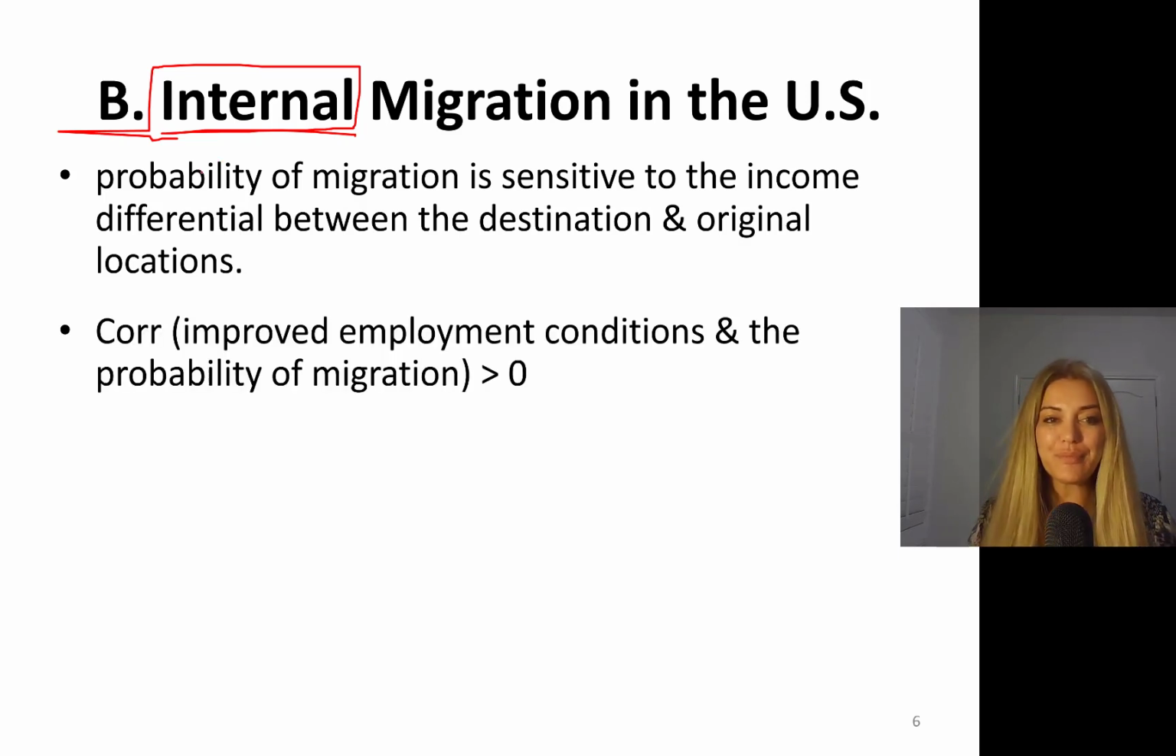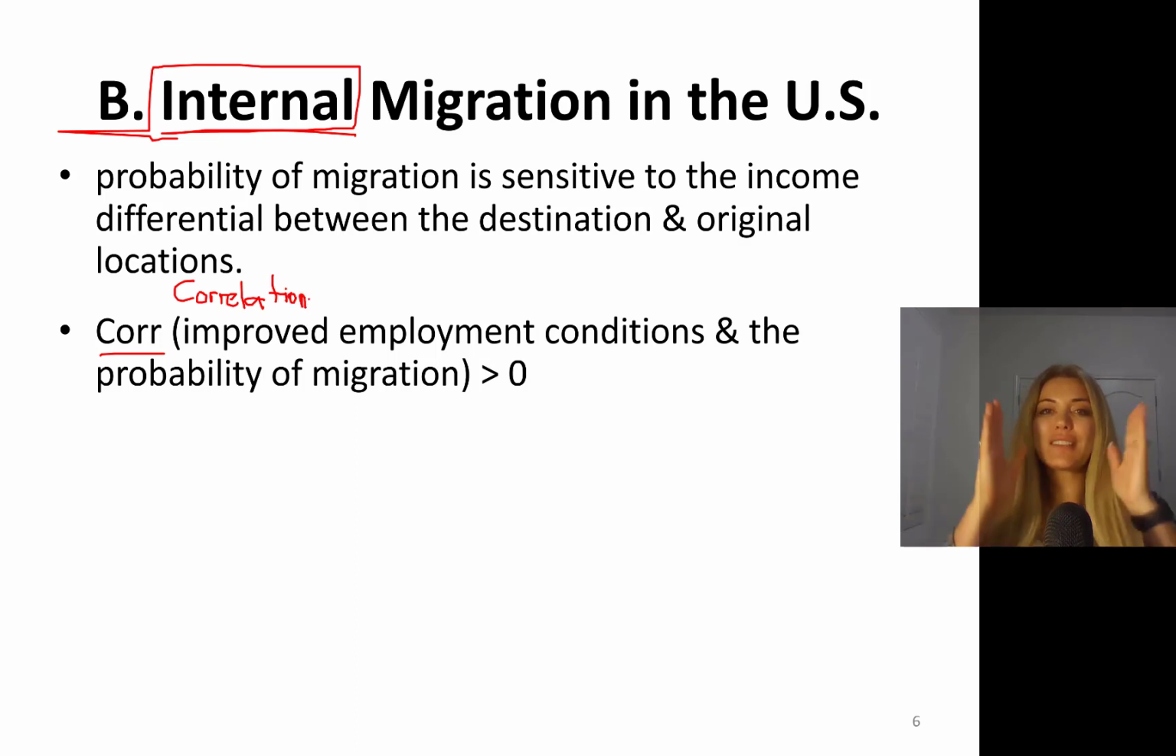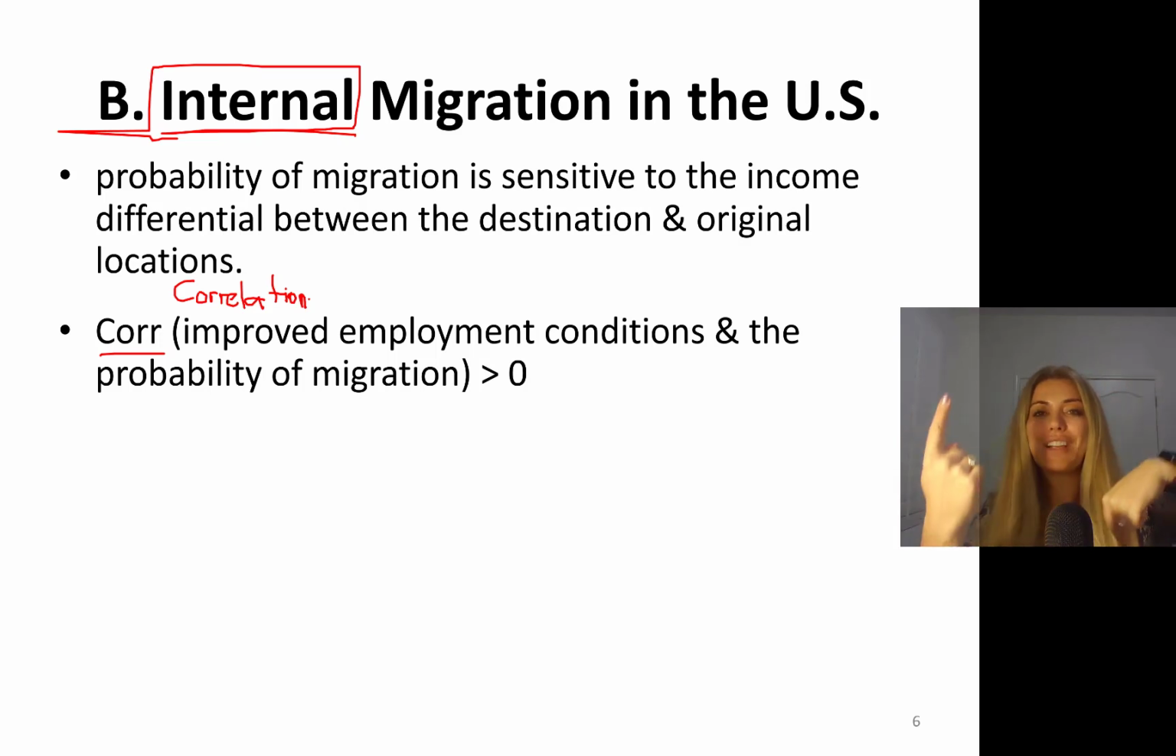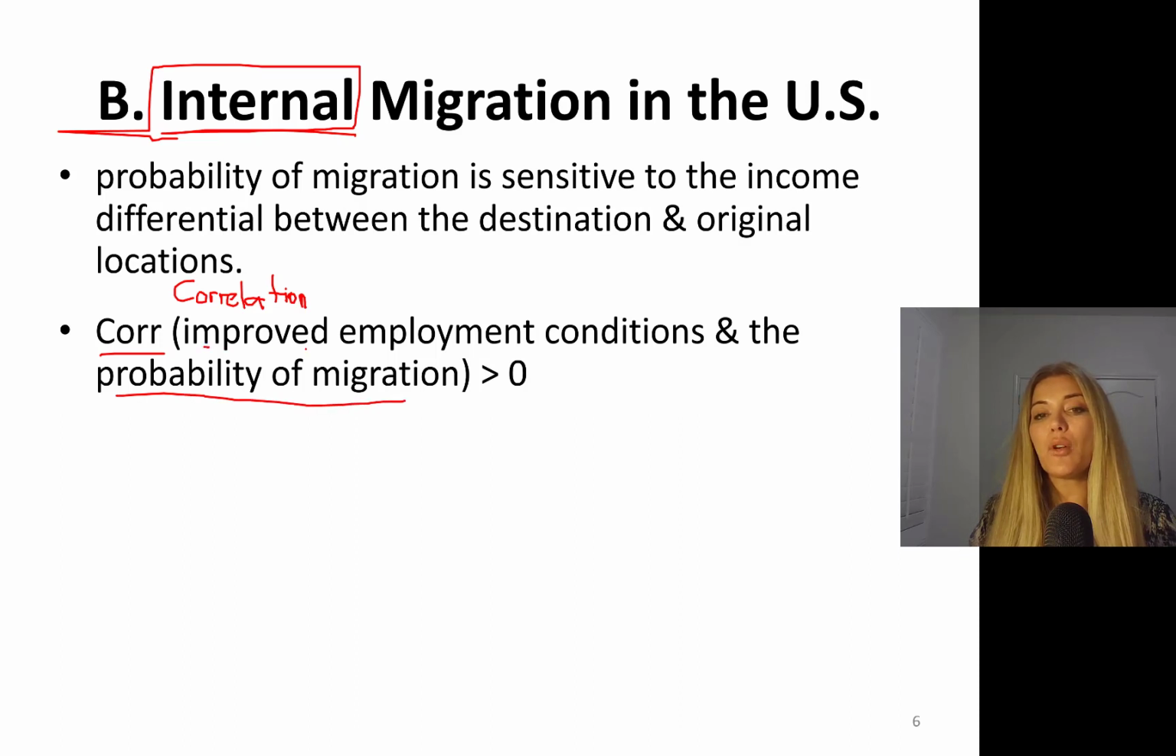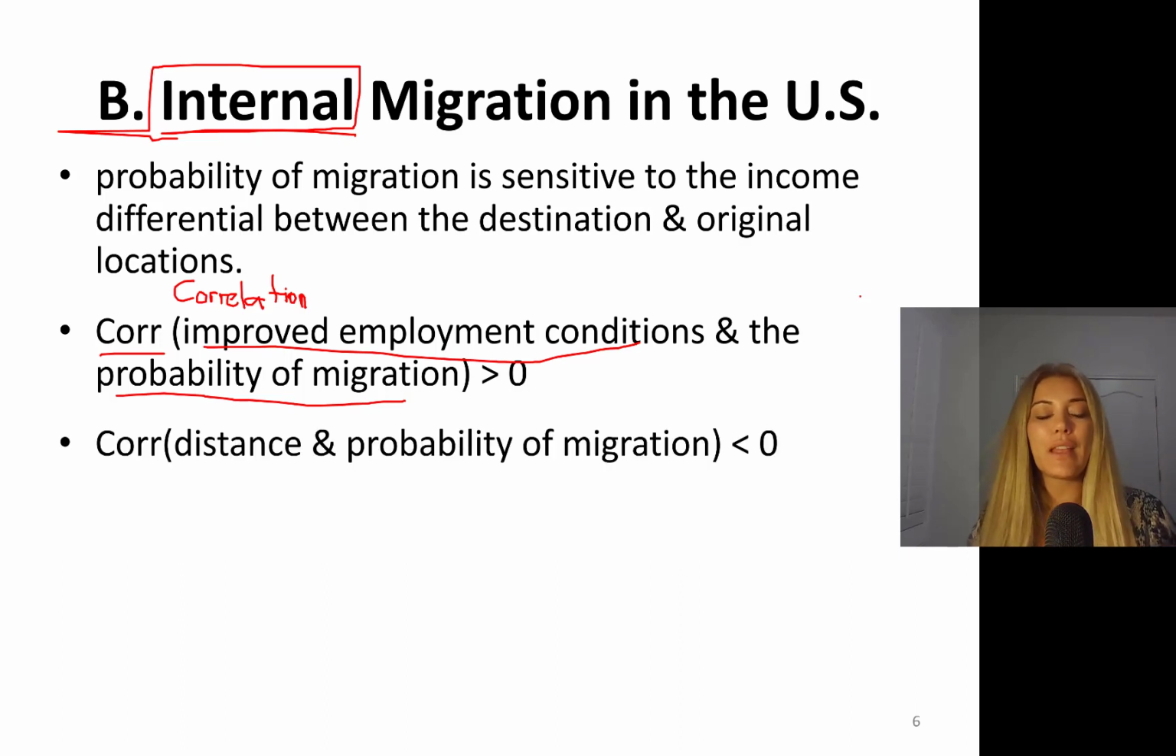because it pays more. So this is CORR. This is short for correlation. Positive correlation means two variables move together. There's not necessarily causation, but two things that move together. If it's a positive correlation, that means they move in the same direction. If it's negative correlation, they move in the opposite directions. Okay? So for instance, probability of migration and improved employment conditions, not necessarily only the pay, they are positively correlated.